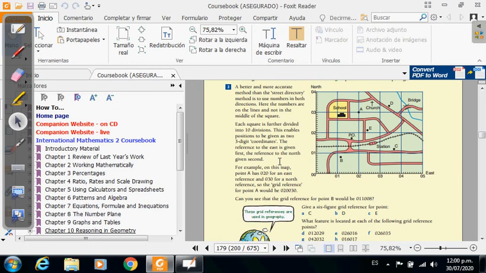So, it says, a better and more accurate method than the street directory method is to use numbers in both directions. Here the numbers are on the lines and not in the middle of the square.